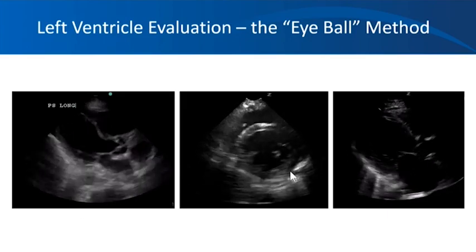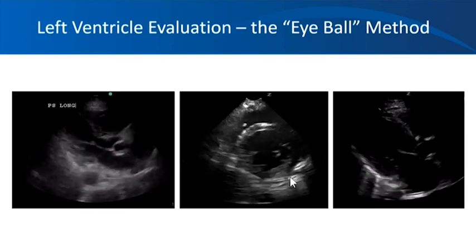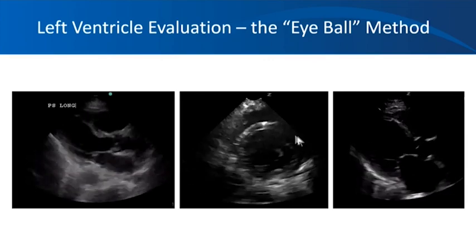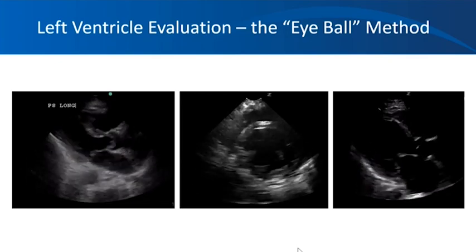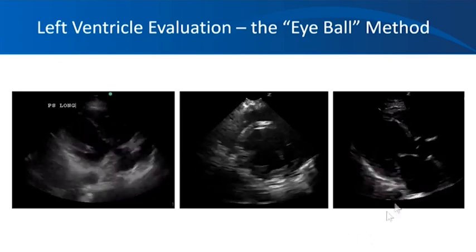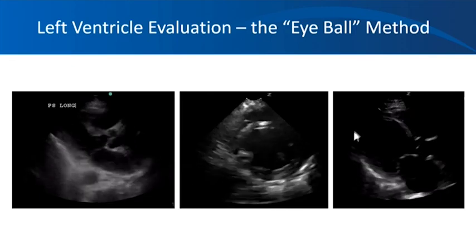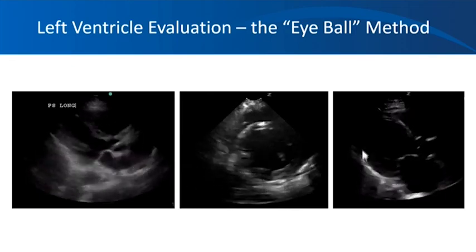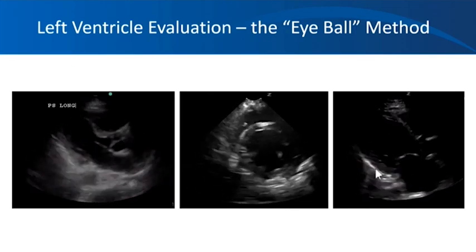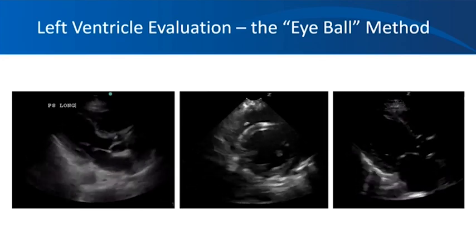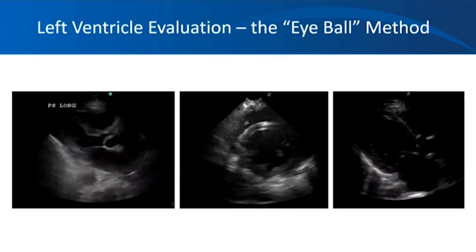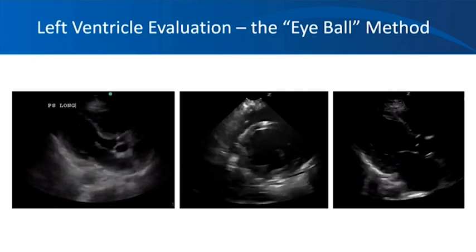In the second picture, this is a parasternal short axis view. You're seeing that this left ventricle is not contracting as it should, so there is definitely some systolic dysfunction. And here in this picture, another parasternal long, you see that the ventricle is pretty much not contracting, and the mitral valve leaflets are barely moving. So this is severe systolic dysfunction of the left ventricle.